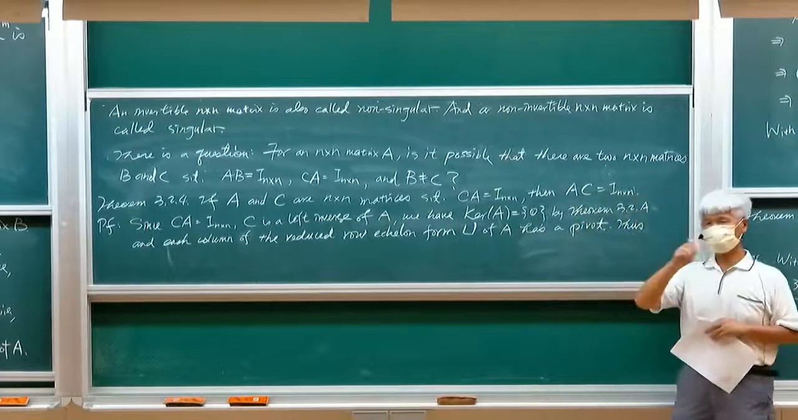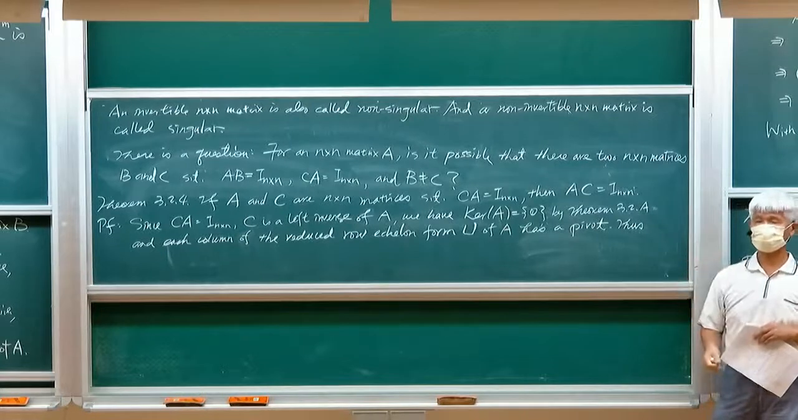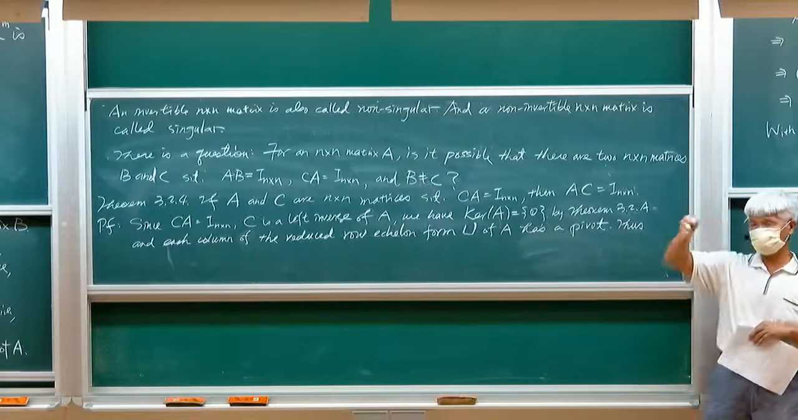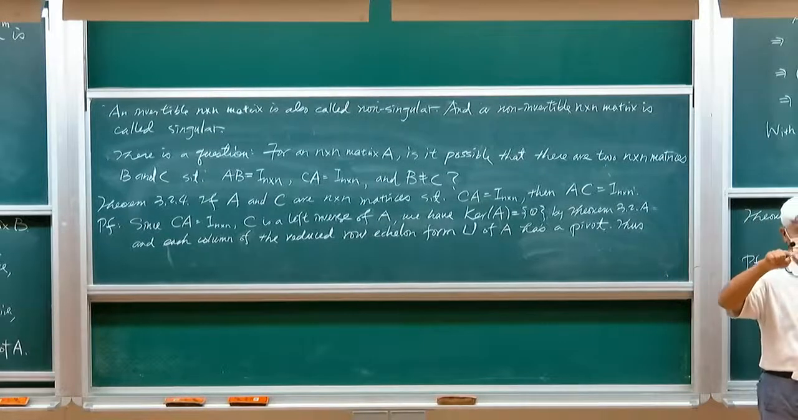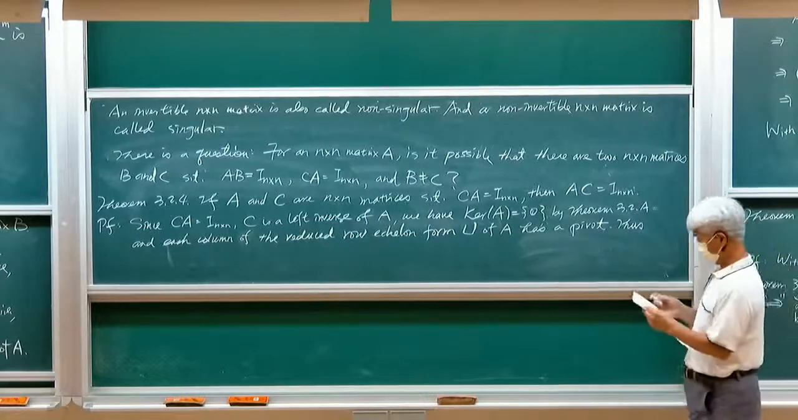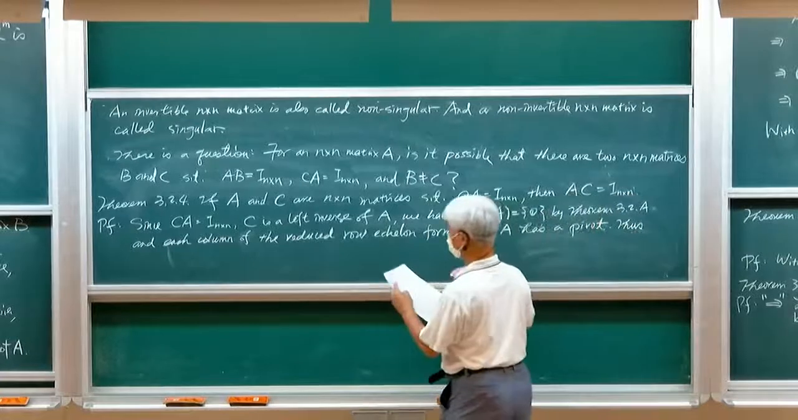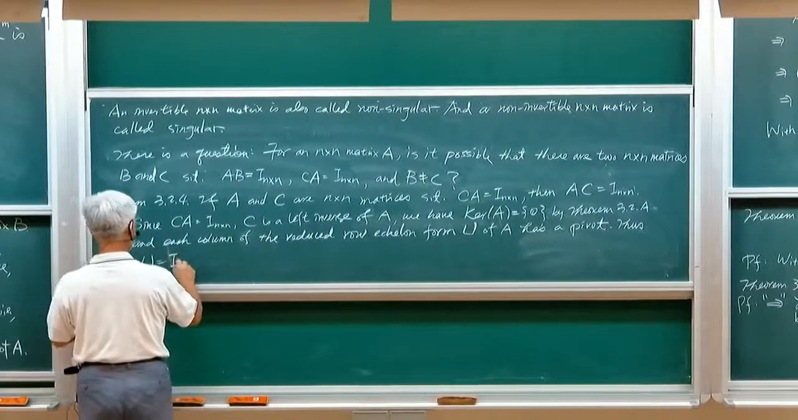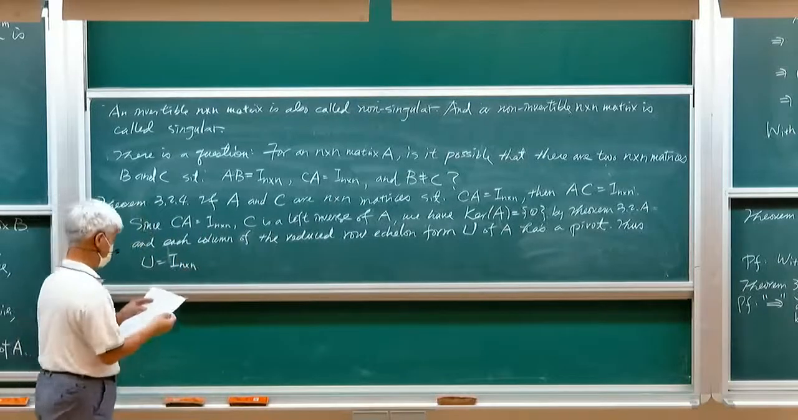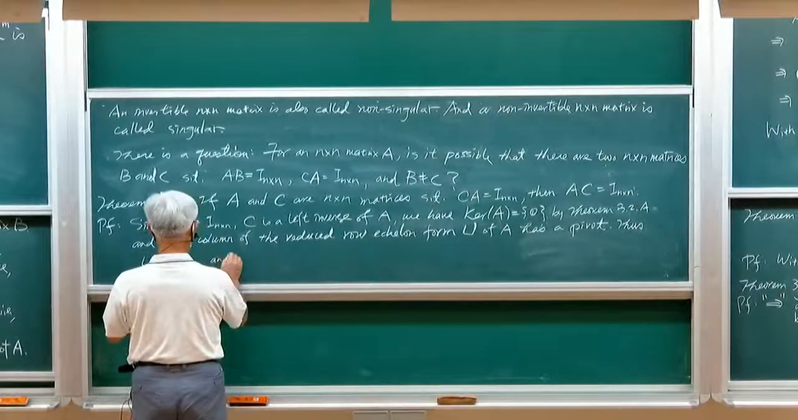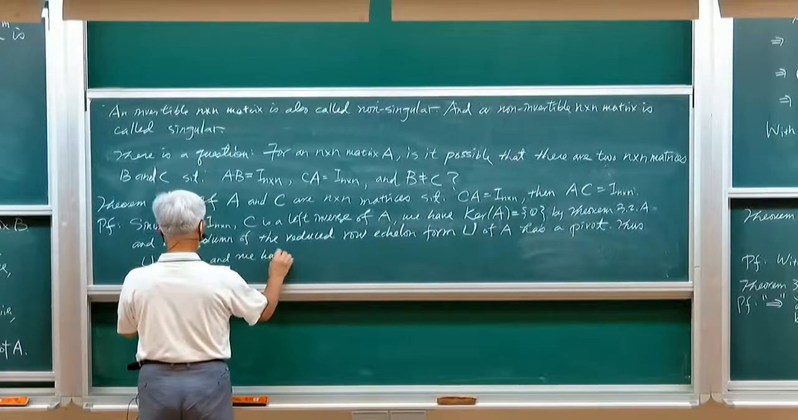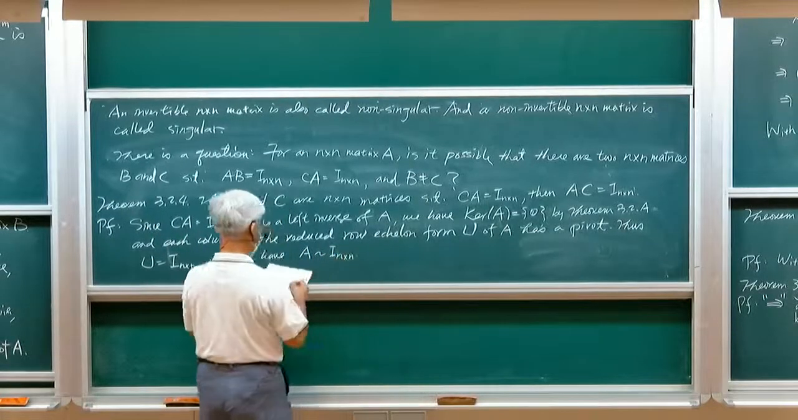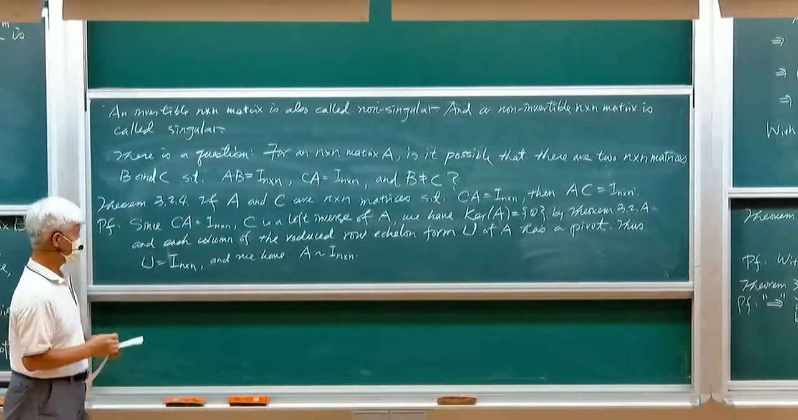And the number of rows is the same as the number of columns, so every row has a pivot. Because if every column has a pivot, then the rank of the matrix is n, so every row has a pivot. So the only choice is that U should be equal to the identity. And so we have A. Okay, so A is row equivalent to the identity matrix.